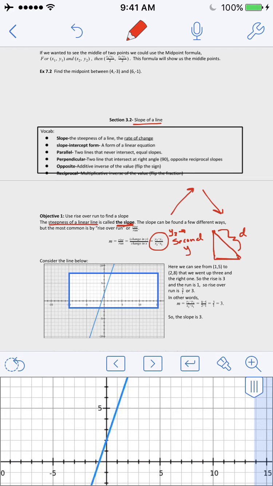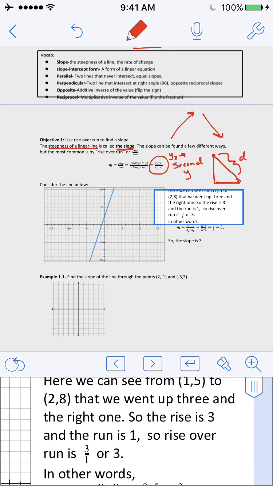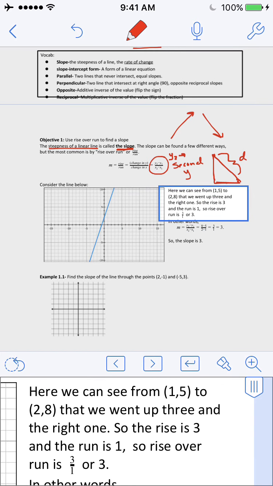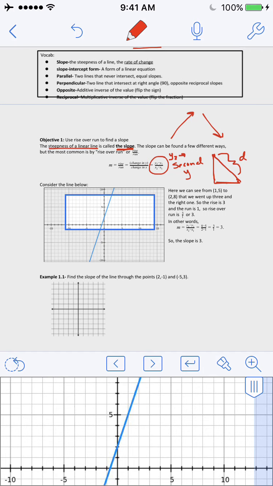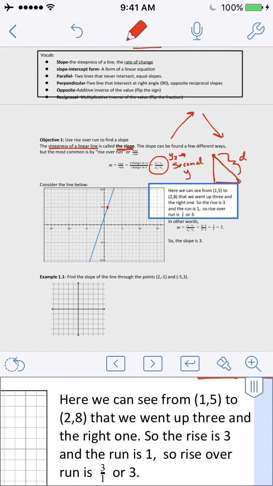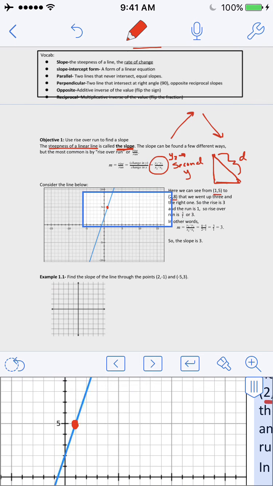So let's take a look at this line here. We can see they've picked out 2 points for us. Let's just use those so we can stay on the same page: (1, 5) and (2, 8). Let's go find those here. (1, 5), remember that's x, y, so you go out 1 and up 5. That's right about here. That's our (1, 5). And then our other one, (2, 8). Out 2 and up to 8 would be right about there.